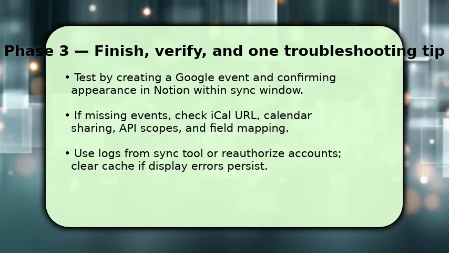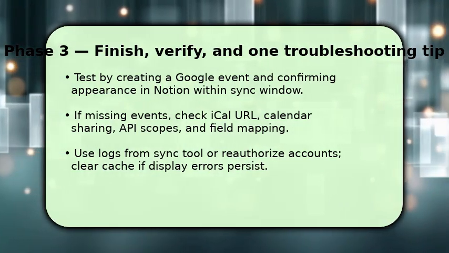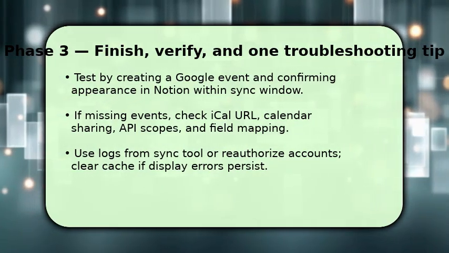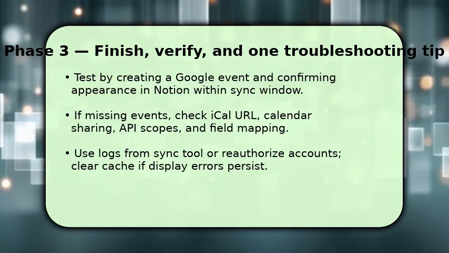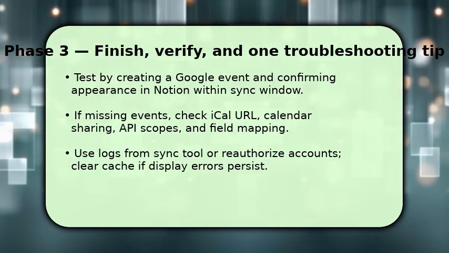Mismatches hide data. One key troubleshooting tip: check the sync tool's logs for auth or rate limit errors, revoke and reauthorize tokens when needed, and clear browser cache to fix display.